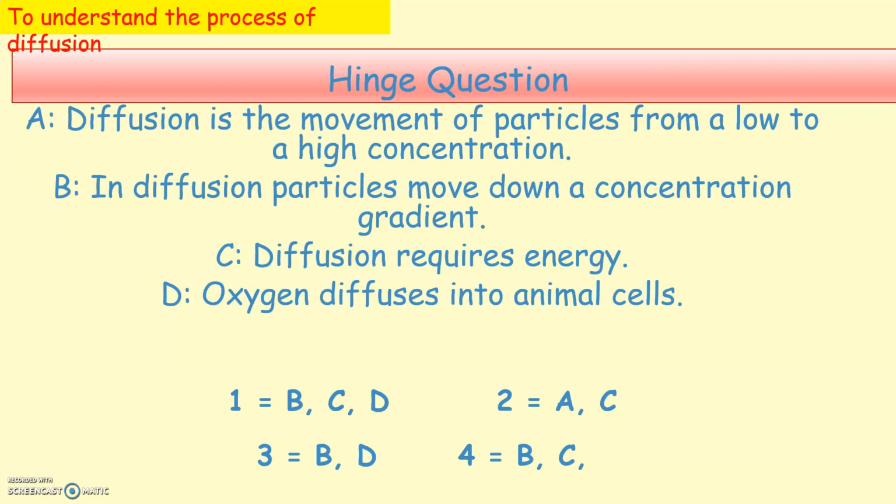Then D, oxygen diffuses into animal cells. Of course, oxygen diffuses into animal cells. So B and D are correct. Amazing. Excellent student. Thanks for today's lesson.